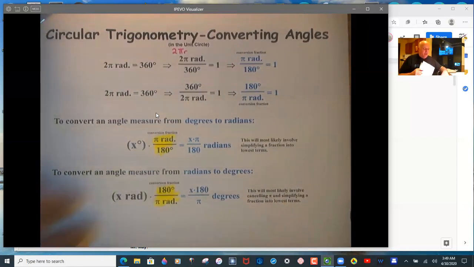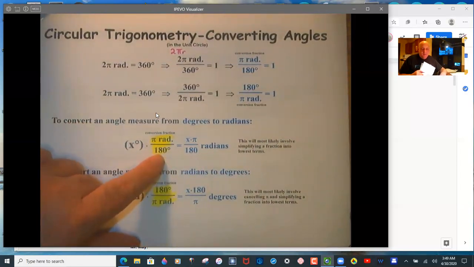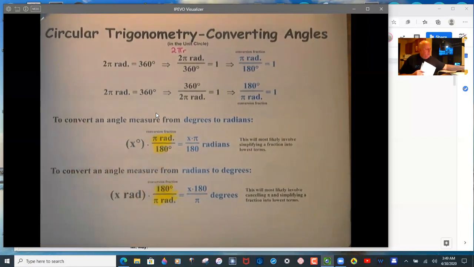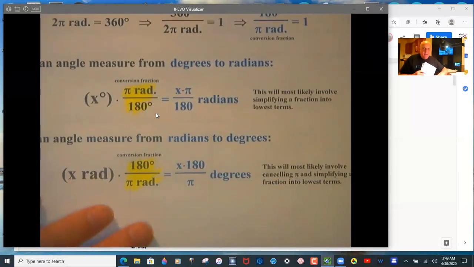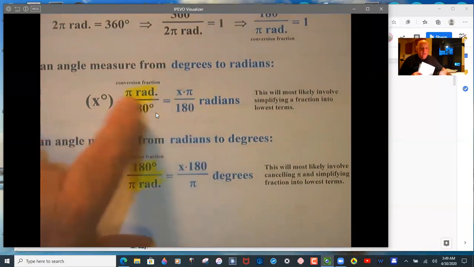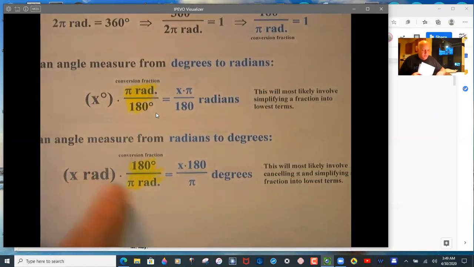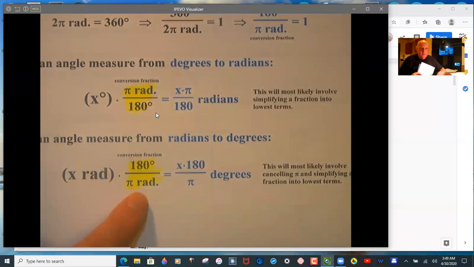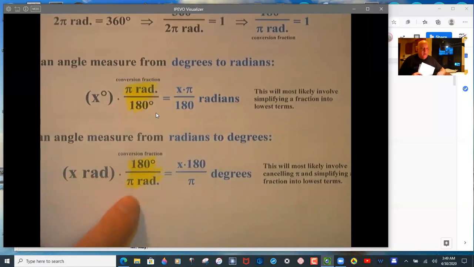So conversion factors: going from degrees to radians, you're going to multiply by pi over 180, and it has to do with canceling the degrees. That's why you do that. You want to actually get the units correct. So I think of it as putting pi in the answer, so I need it in the numerator. And when I'm going from radians to degrees, I usually have pi in the radian measure, so I need to cancel it out. So you're going to multiply by 180 over pi to cancel the pi out.